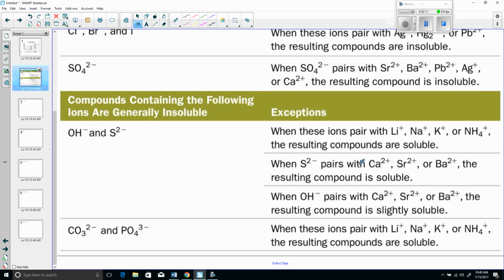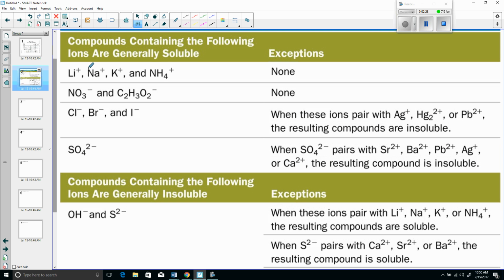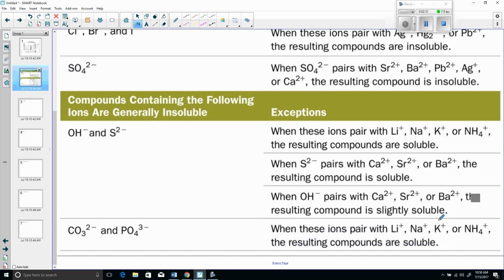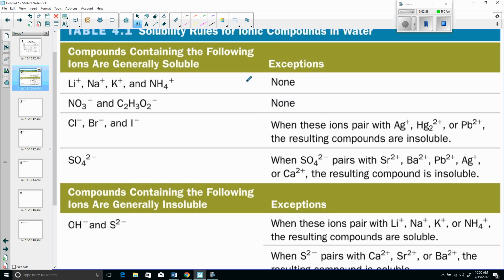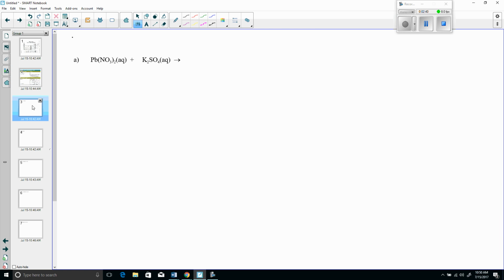When paired with S2-, calcium, strontium, barium, the resulting compounds are soluble. And does this say the same thing? Okay, OH-, same thing. Then you have your carbonate and lithium, sodium, potassium, ammonium. Notice it's the same thing here where they're always soluble. So these are generally insoluble except with those cations that, when paired with anything, are soluble in water, meaning the water breaks them apart. So that's very, very important to what we're doing. I know I took a two-minute spiel on that, but it's very important to the concept.